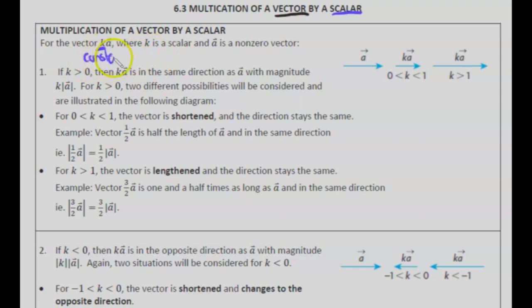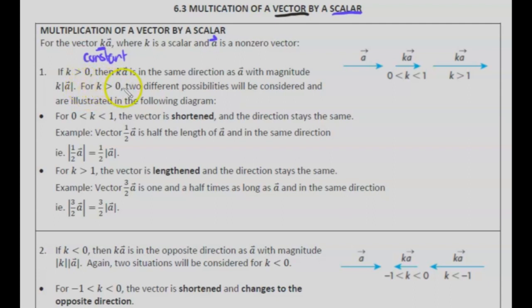Okay, we've seen this before. Where K is a scalar and vector A is a non-zero vector. So this symbol on top of the A means that it's a vector. Okay, so here are the laws. Number one, if K is greater than 0, then K times vector A is in the same direction as vector A with the magnitude of K times whatever the magnitude of vector A is. Essentially this is just saying it's K times the length.